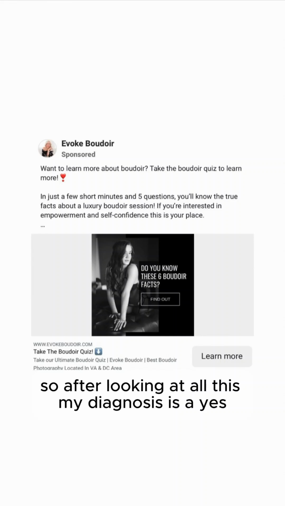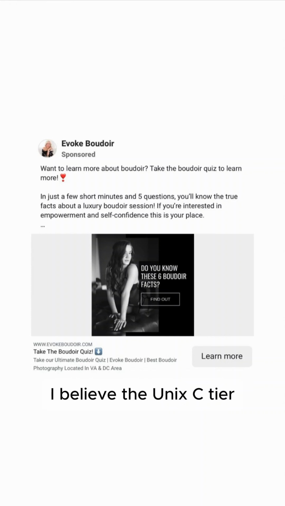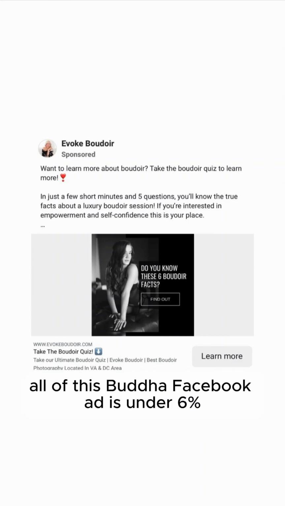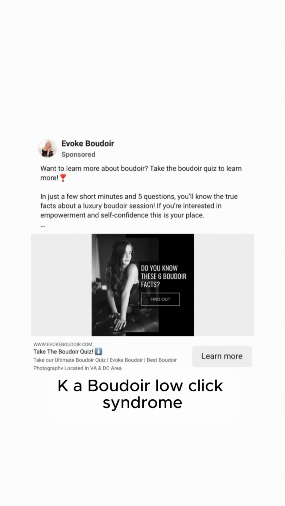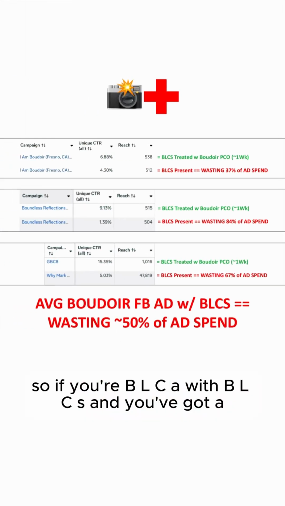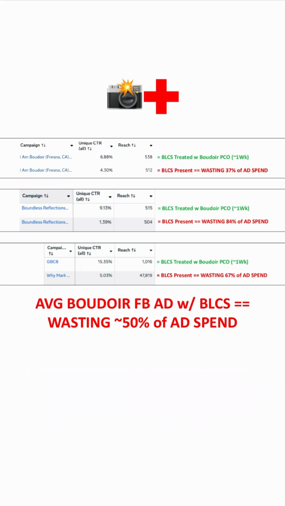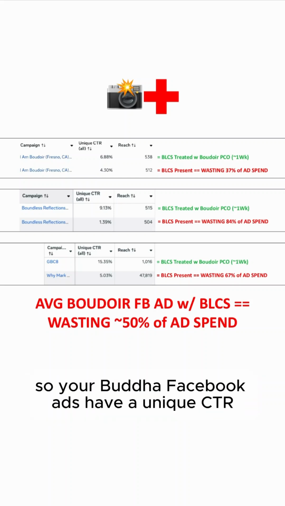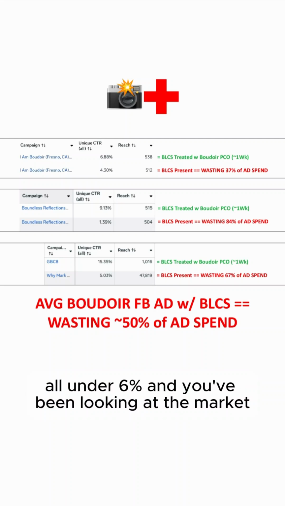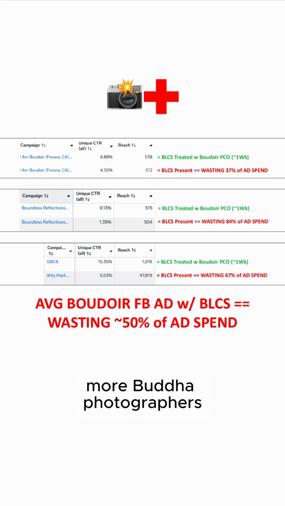So after looking at all this, my diagnosis is yes, I believe the unique CTR of this Boudoir Facebook ad is under 6%, which means yes, I do believe it has BLCS, aka Boudoir low-click syndrome. So if you're a BLCA, a Boudoir low-click advertiser with Boudoir low-click syndrome, so your Boudoir Facebook ads have a unique CTR under 6%, and you've been looking at the market, seeing it get more and more saturated, more boudoir photographers.